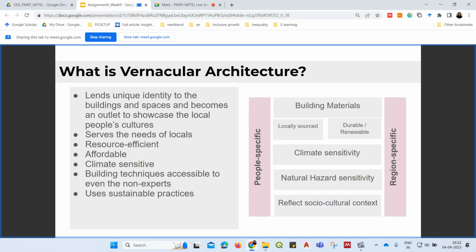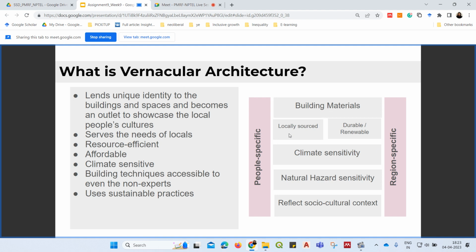So this is a general rundown of whatever we discussed so far: vernacular architecture lends unique identity to the buildings and spaces and becomes an outlet to showcase the local people's culture. It serves the needs of the locals. It is resource efficient in nature. It is affordable or cost effective. It is climate sensitive. It follows the particular climatic needs and constraints of a particular area. The building techniques being used in building the particular building need to be accessible even to the non-experts who are constructing it, and it uses sustainable practices in design and building, and it is both people specific and region specific.